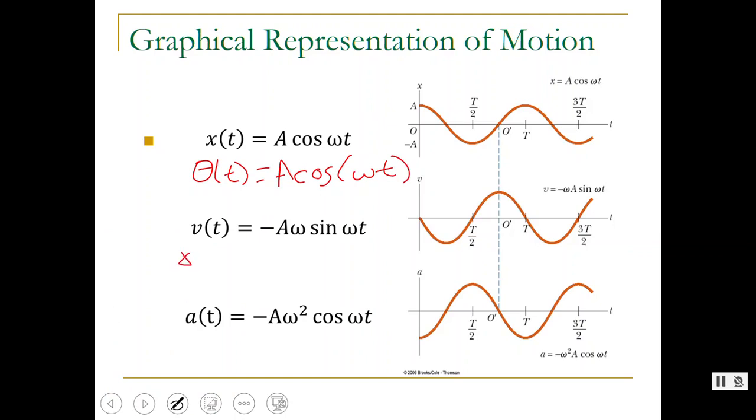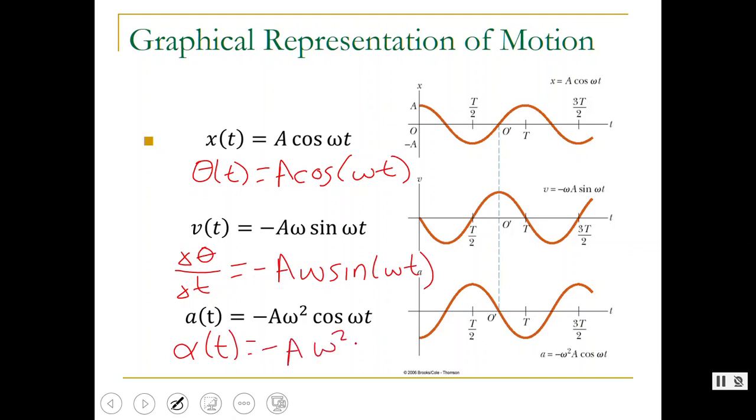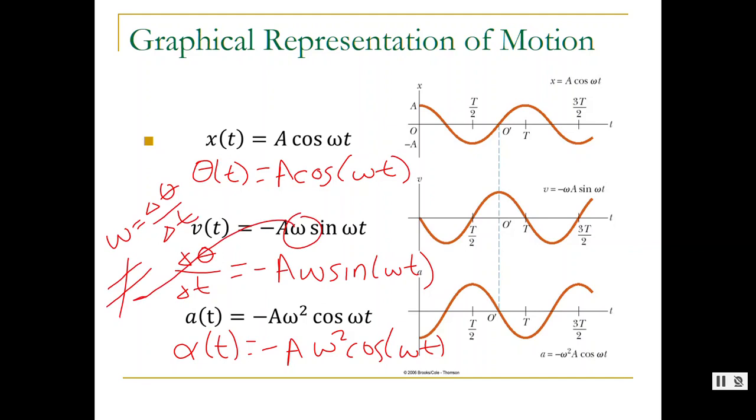So I'm just going to define the change in theta over the change in time is going to be negative A omega sine of omega t. And then your acceleration would be alpha as a function of time. And that's going to be negative A omega squared cosine of omega t. So in this case, omega for angular speed, which is change in theta over change in time, does not equal omega here. Okay, so those are not the same omegas.